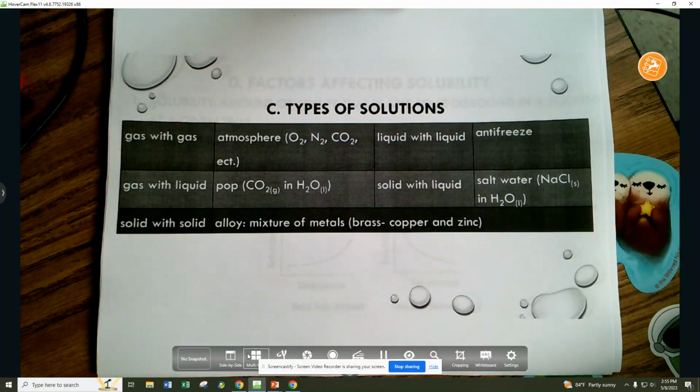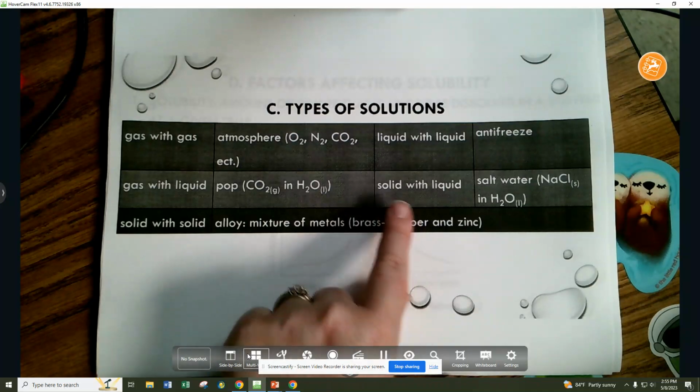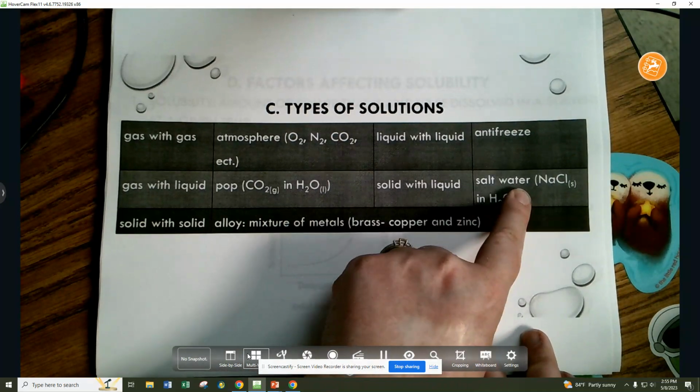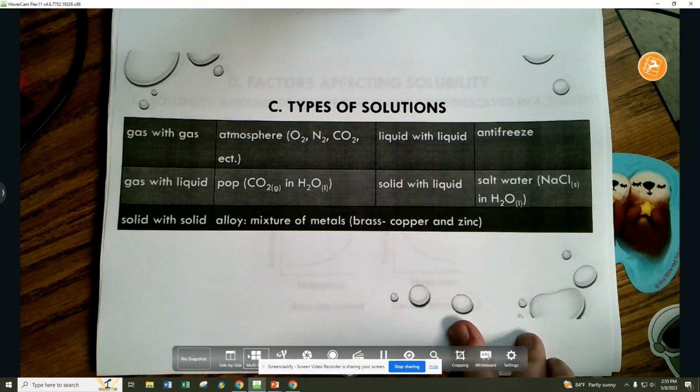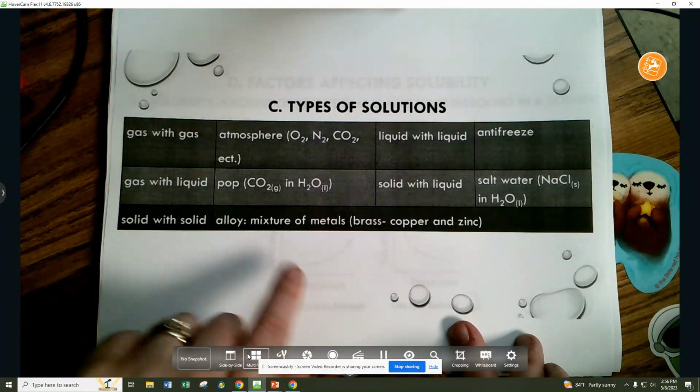As I mentioned, a solution, again, contains something dissolved in something else. Well, again, we typically think of this example here, solid with a liquid, where salt water, where you took sodium chloride, mixed it with liquid water. But solids don't have to dissolve into liquids. Other things can happen as well for solutions to form.